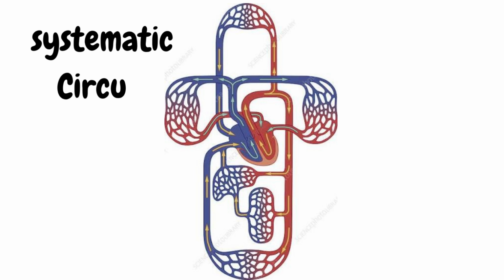The systemic circuit. In this circuit, blood with oxygen, nutrients, and hormones travels from the heart to the rest of the body. In the veins, the blood picks up waste products as the body uses up oxygen, nutrients, and hormones.